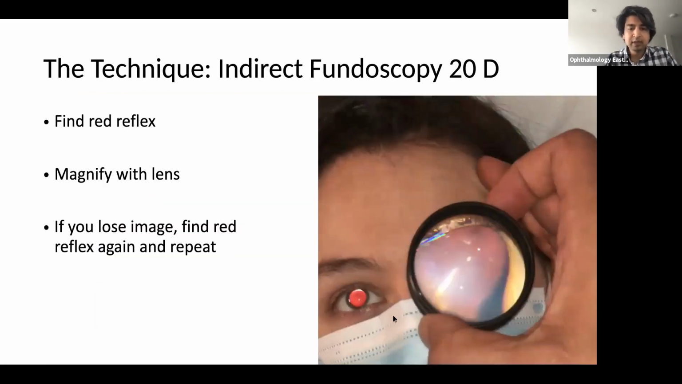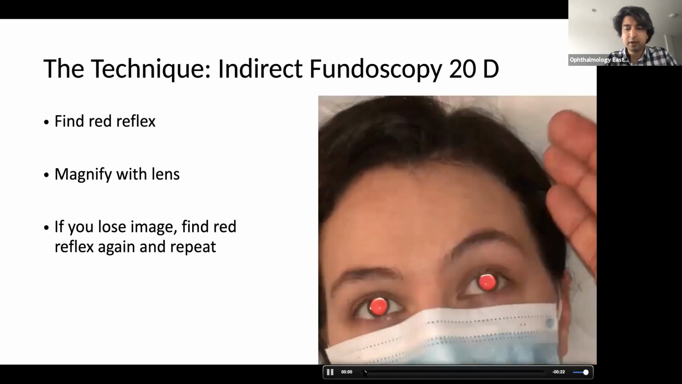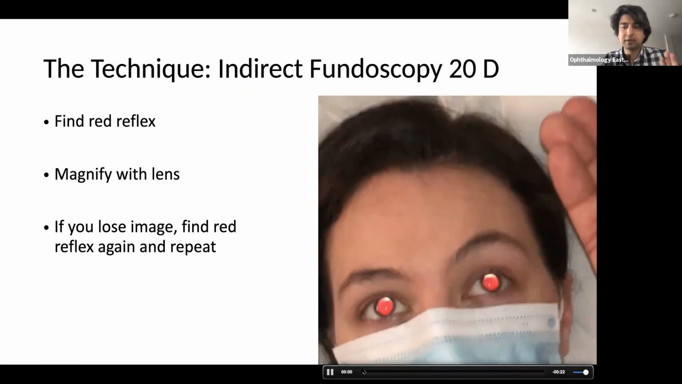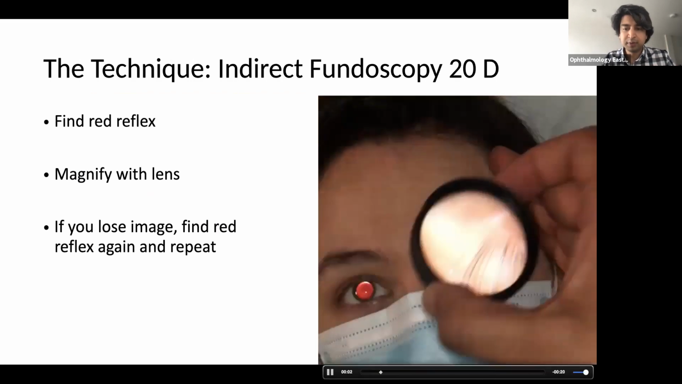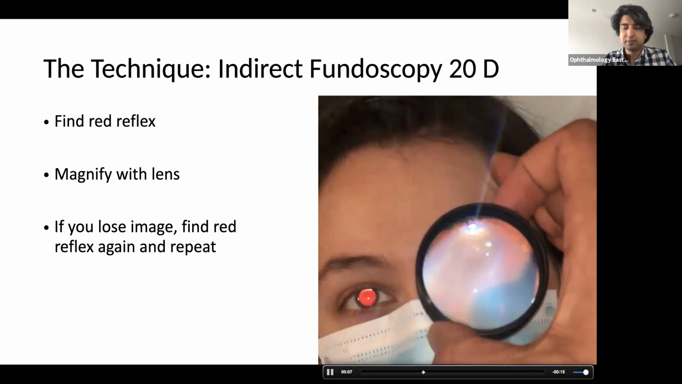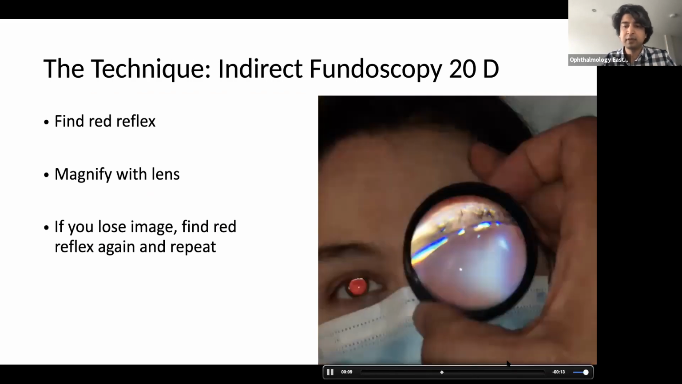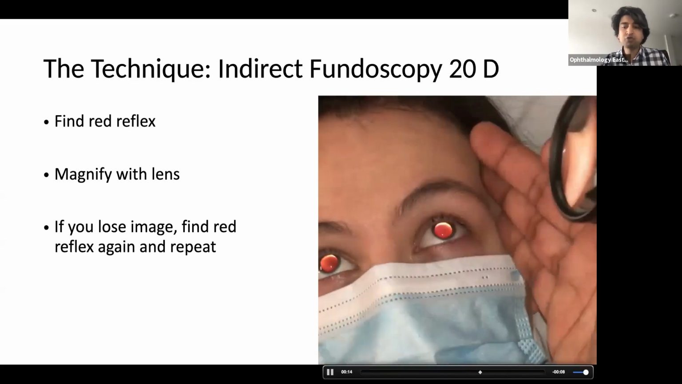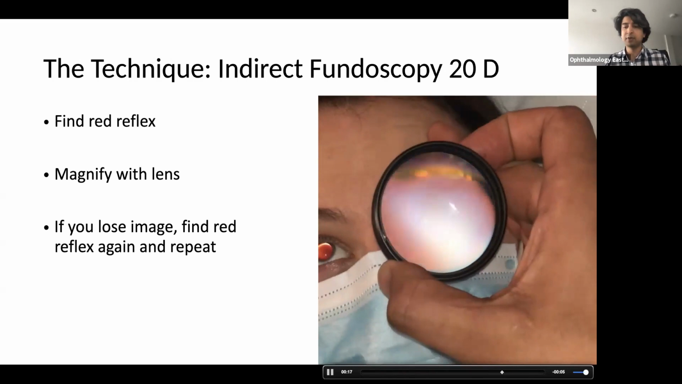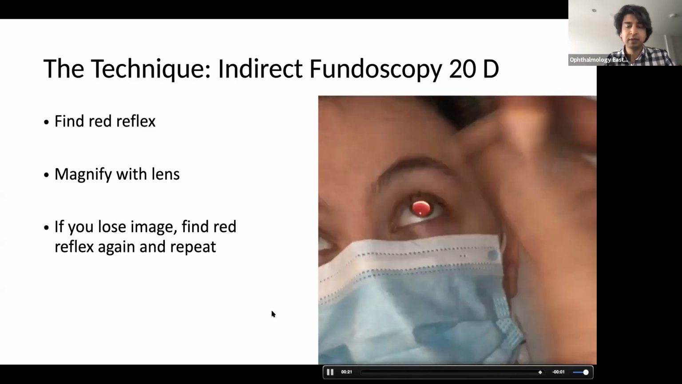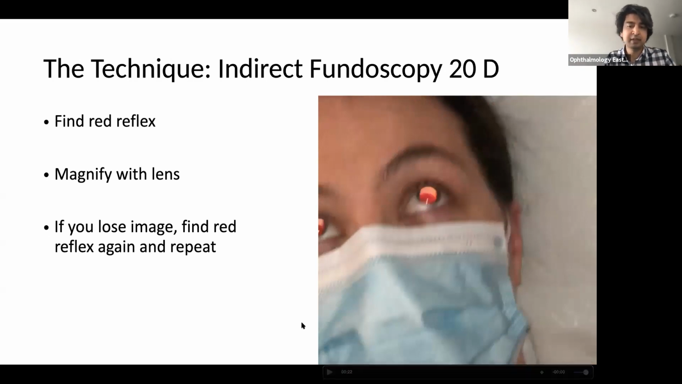So the number one rule in indirect fundoscopy is make sure you have a red reflex, because your head can be moving a bit initially to begin with. You'll lose your red reflex. So always go from the start, find your red reflex, then put the lens over it, and then you can magnify in order to get the view that you need to. And if you ever lose it at any point, find the red reflex, put the lens over it, and then you can magnify. They say you need about 100 hours of experience before you're completely fluent in doing this. So the more hands-on training you get, the better you'll become, and it becomes second nature very quickly.